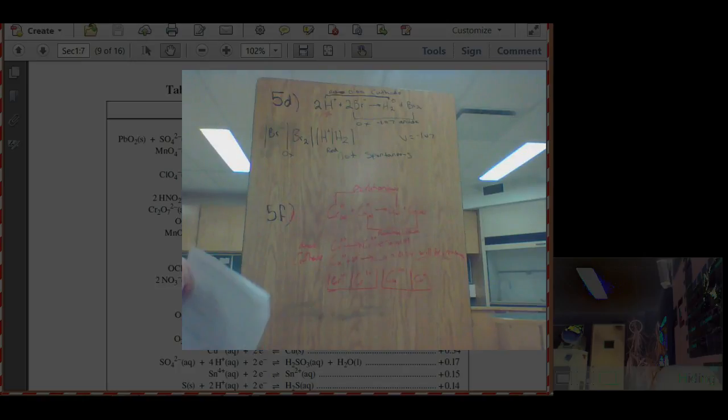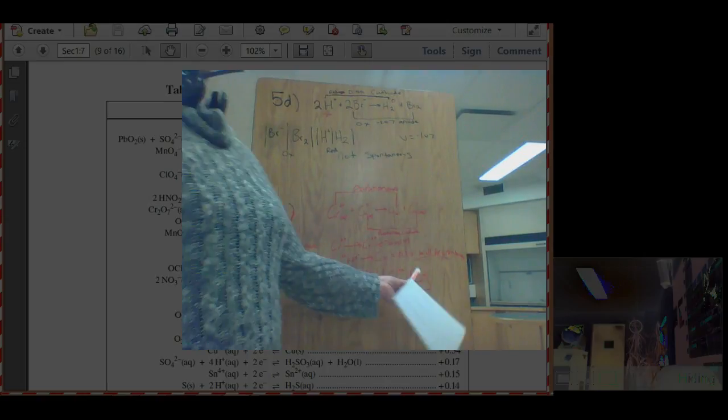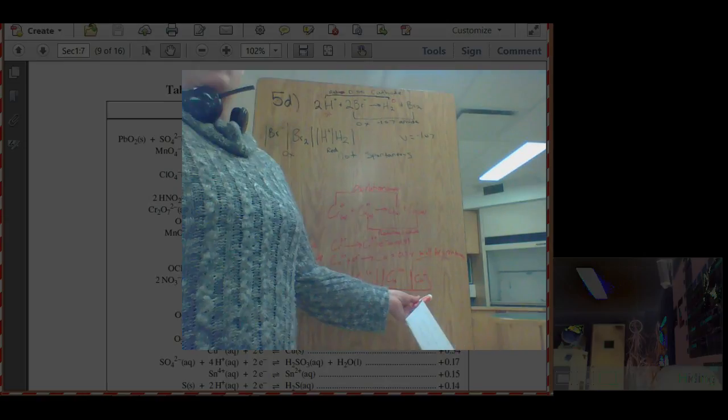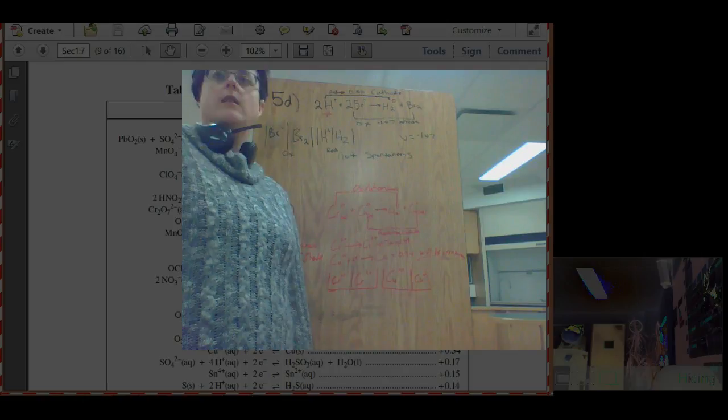But I don't have Cu2 positive to Cu. 0.6. But Connor didn't get it. So that's why he used the 0.34 here. So he still showed his work.